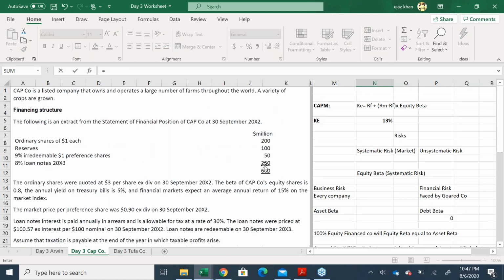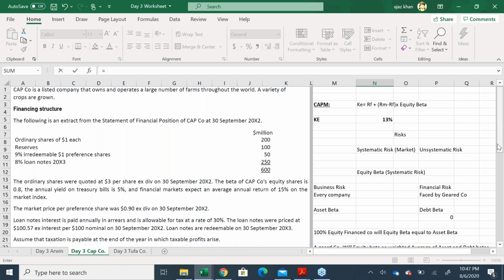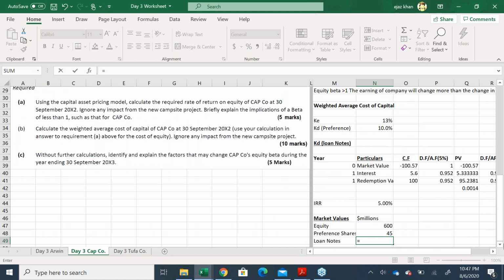$250 million value, and each loan note has a par value of 100, so we have to divide it by 100 and multiply it by 100.57, the market value, to get the total market value of the loan notes. So 250 divided by 100. By dividing by 100, we will get the number of loan notes, like we did in the case of ordinary shares and preference shares, and then multiply it with the market price so that we can get the total market value of these. Here we go.